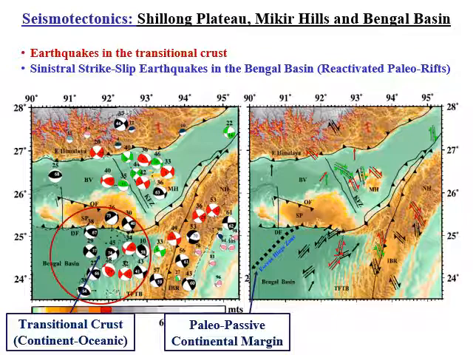What we think is happening in terms of the earthquakes is that these are all sinistral strike slip earthquakes which are in the Bengal Basin in reactivated paleo-rift structures. I'll explain this a bit better by using schematics in the next slide.